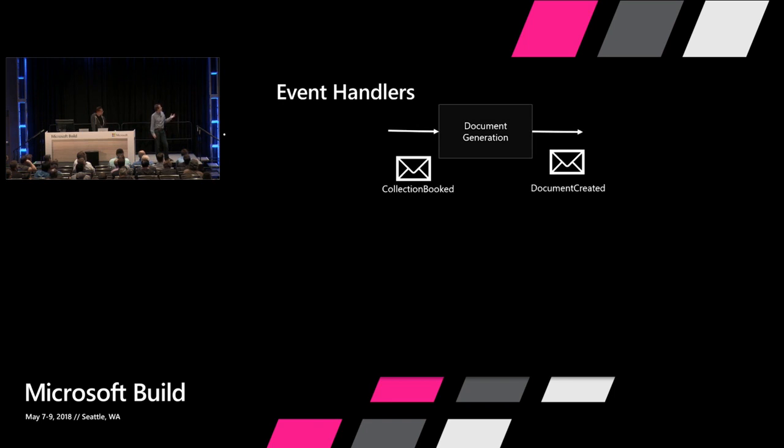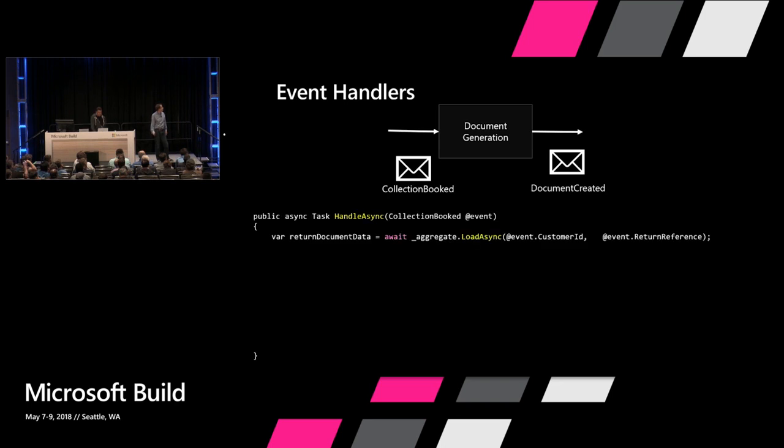If we look at a typical handler, this is one of our services here. So when the collection's booked, it's going to go into a document generation service and then emit a document created event. So here's our handler. The first thing we do is we load in the previous events into our aggregate. So I should say at this point we're using the event sourcing pattern. We have an immutable log of all of the actions that have ever occurred for that return, and it's great.